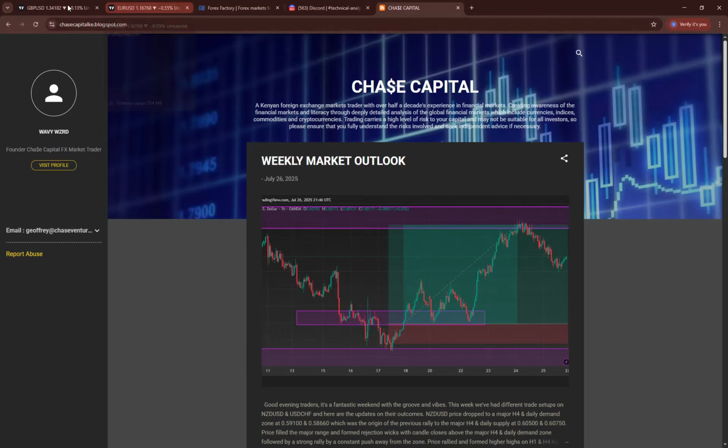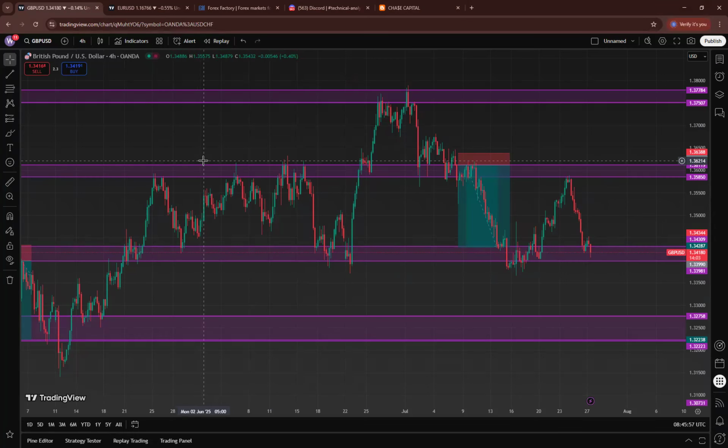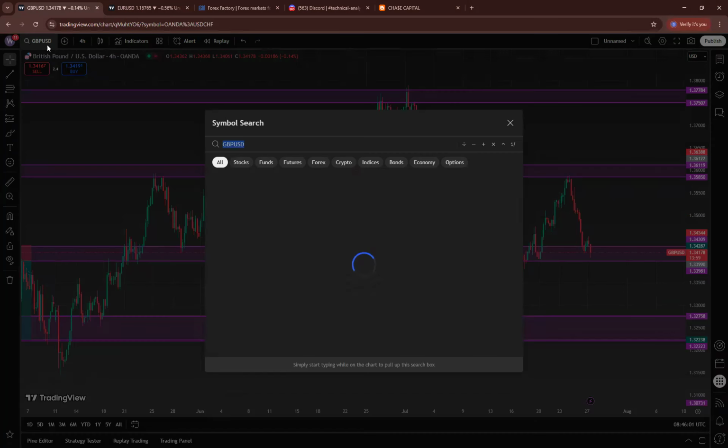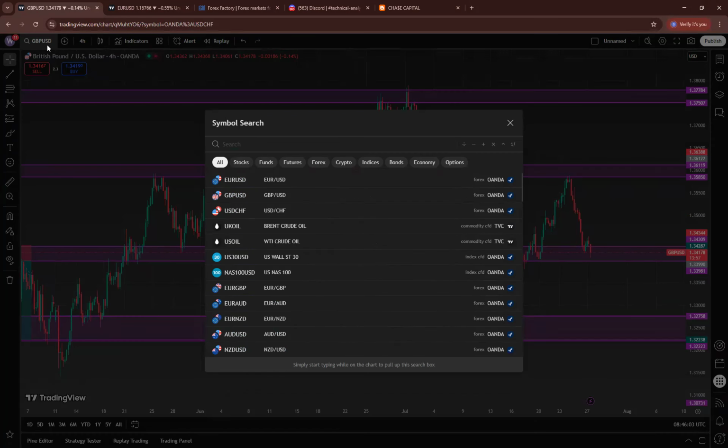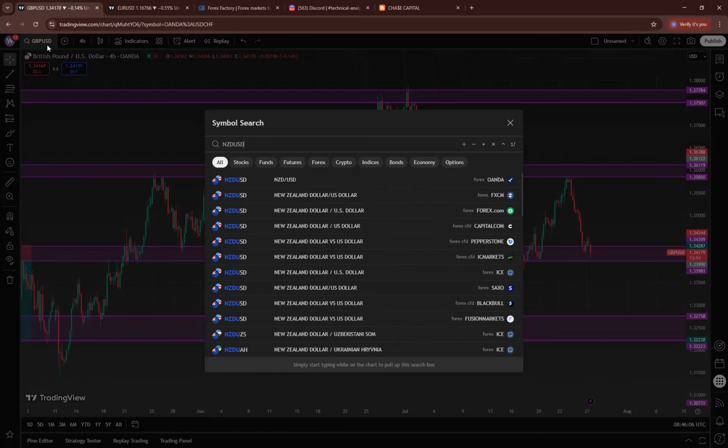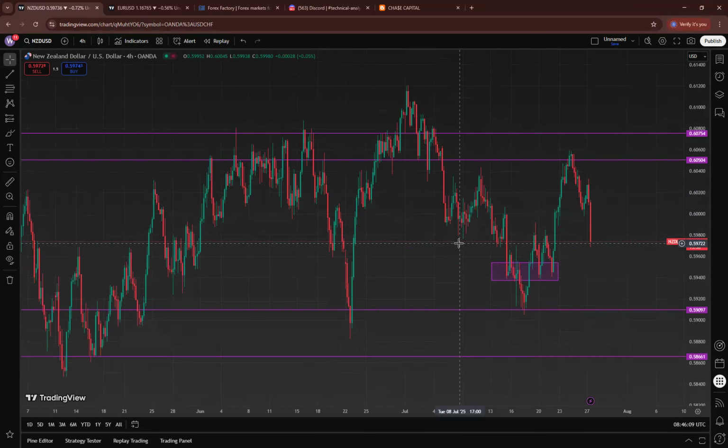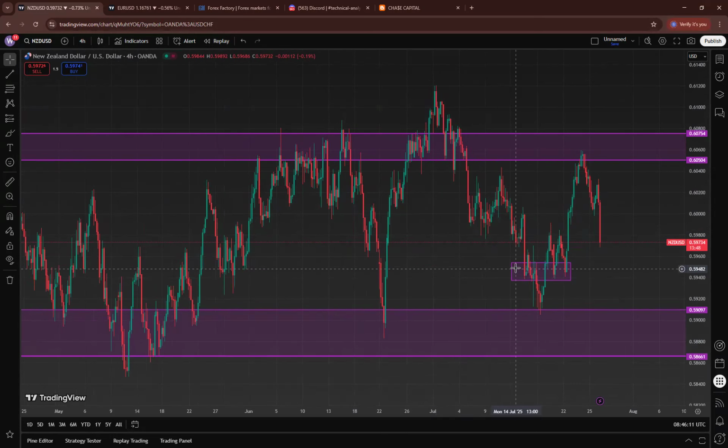Starting off with GBP USD, as you can see, the kind of setup we have right here. Or probably let me start off with NZD USD and USD CHF, because those were the major pairs we were looking out for last week. Then we see what transpired. This is NZD USD. As you can see, the target was already hit. Remember, the target was the 0.6500 area. This was our area of entry within this minor structure.